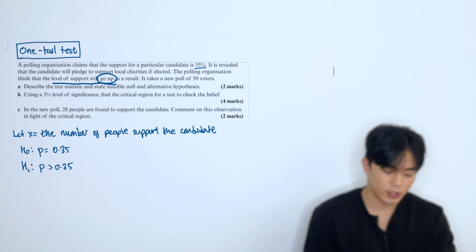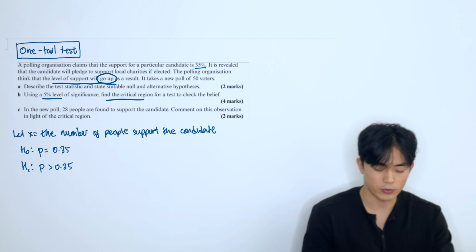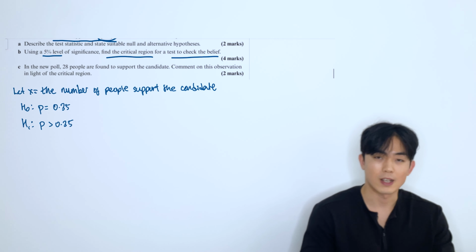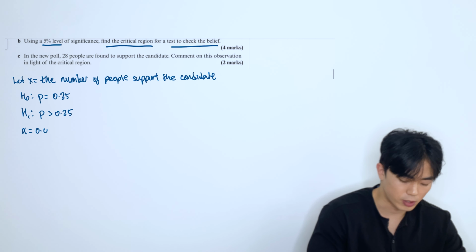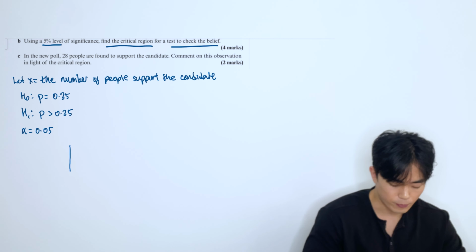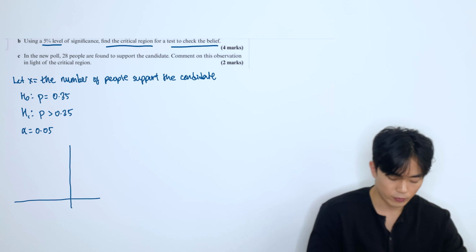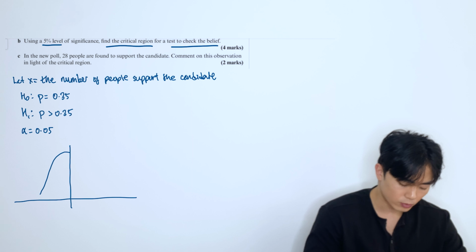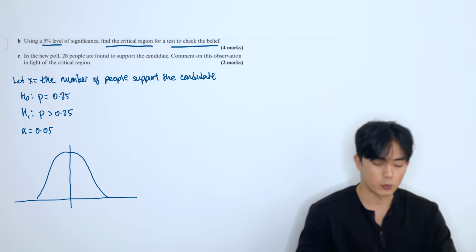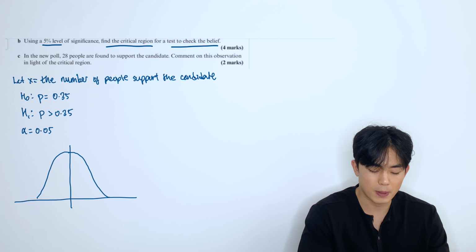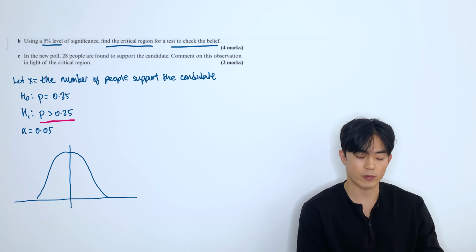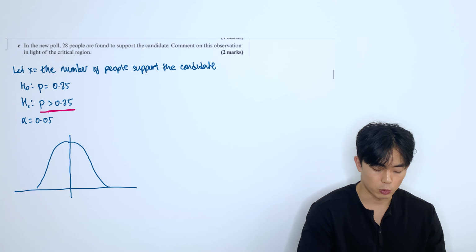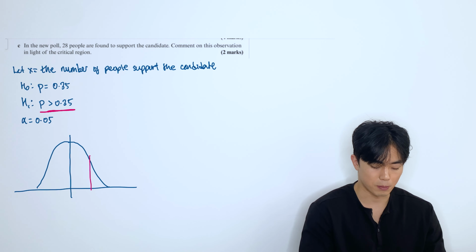Now, it says, using a 5% level of significance, find the critical region for the test to check for the belief. Right, so what we're going to do is, our alpha value, they said, is 5%, so it's going to be 0.05. And so I'm going to draw a bell curve again. And now we have to find the critical region. The way we go about finding it is all dependent upon this H1. You can see this H1 here is larger than 0.35. If it's larger than, the critical region will have to be on the right-hand side of this mean line here.